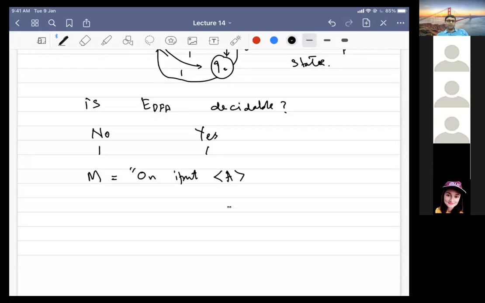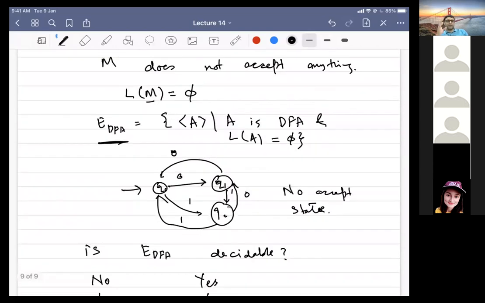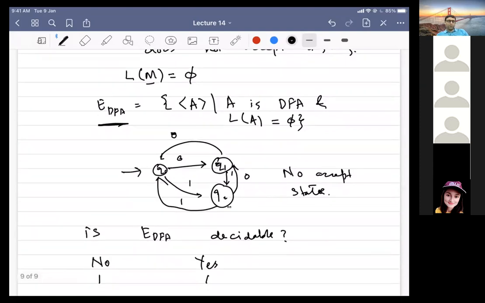So on input A, we would create a DFA. From this DFA, we will start from the starting state. Let's take this as an example. It's not a proof, this is just to show how this argument would work. We will mark the starting state, and then move along all the arrows that go out of the starting state. There's one arrow that goes to Q1, so we mark it. There's one arrow that goes to Q2, we mark it. Now we will keep doing it till we have all the arrows and all the states marked.